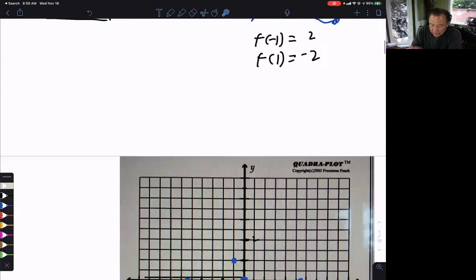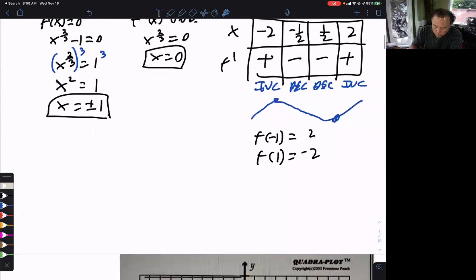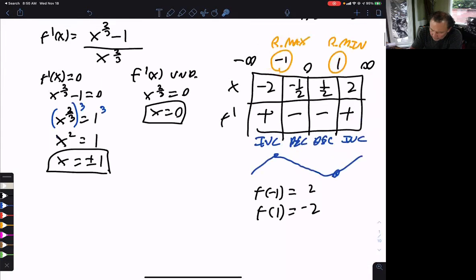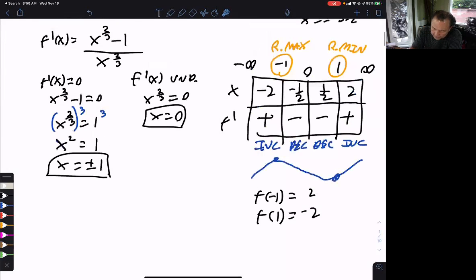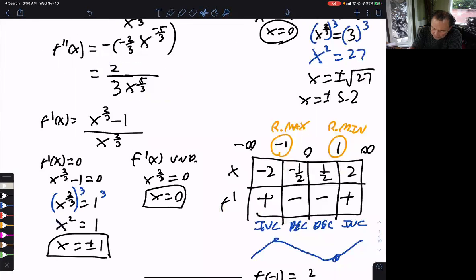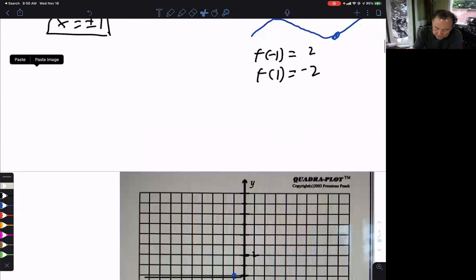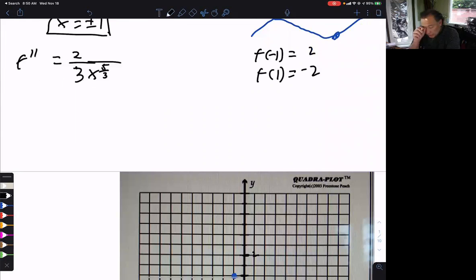So let's take a look at our second derivative, which I have here. Copy, let me paste it right here. And this is the second derivative. So what does the second derivative tell us? Concave up, concave down, inflection points. So where is the second derivative equals 0? Nowhere, because the numerator never equals 0.